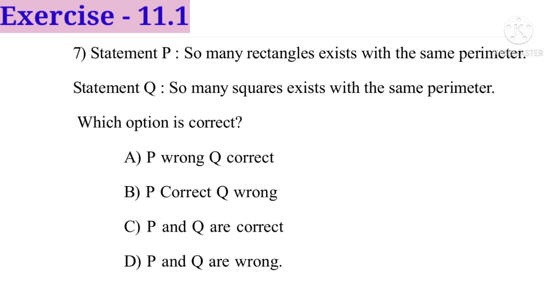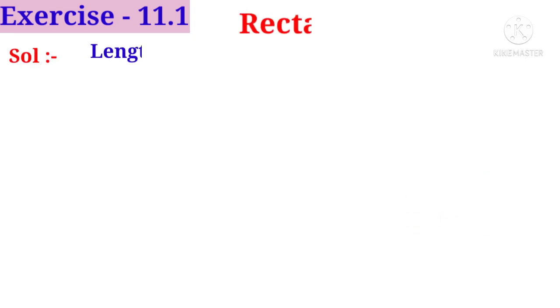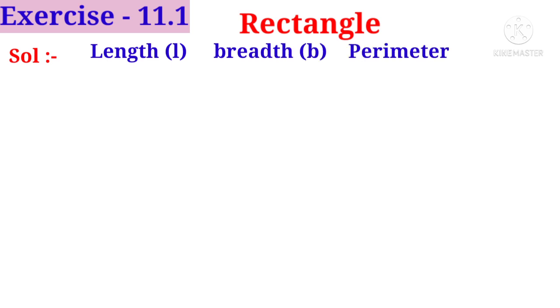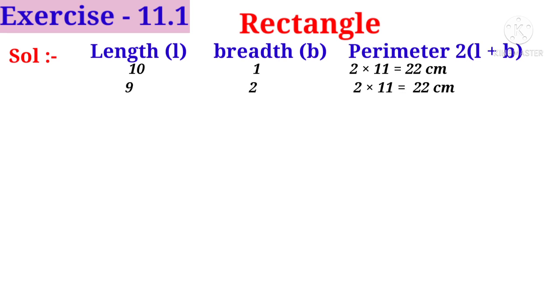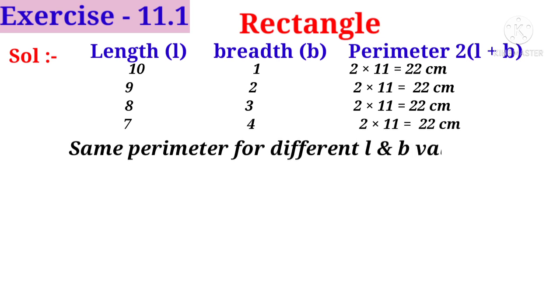Now number 7. Statement P: so many rectangles exist with the same perimeter. Statement Q: so many squares exist with the same perimeter. Which option is correct? P is correct and Q is wrong. The option is B. Because take a rectangle and different values of its length and breadth and observe the perimeter 2 into (L plus B). Suppose length is 10 and breadth is 1, perimeter is 2 into (10 plus 1), that is 2 into 11, 22 centimeters. If length is 9, breadth is 2, then perimeter is 2 into (9 plus 2), that is 2 into 11 is equal to 22 centimeters. That is, we observe the same perimeter for different values of length and breadth.